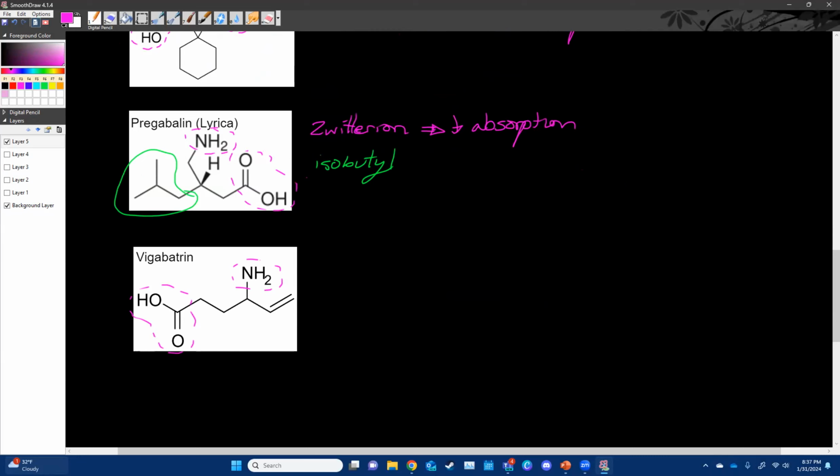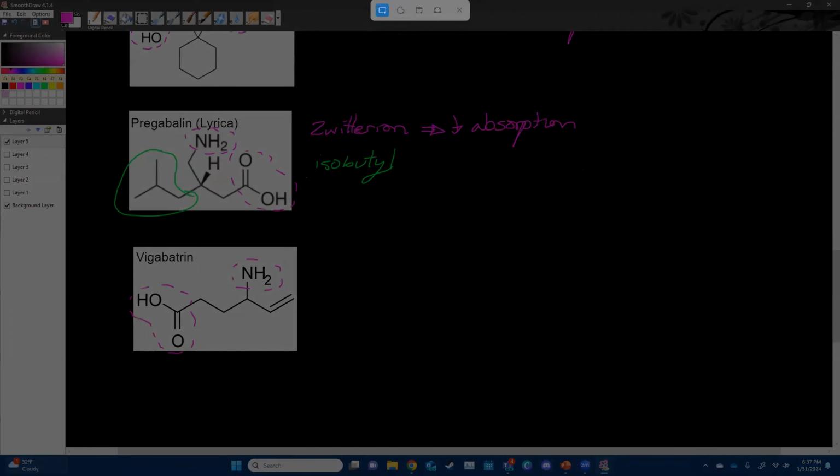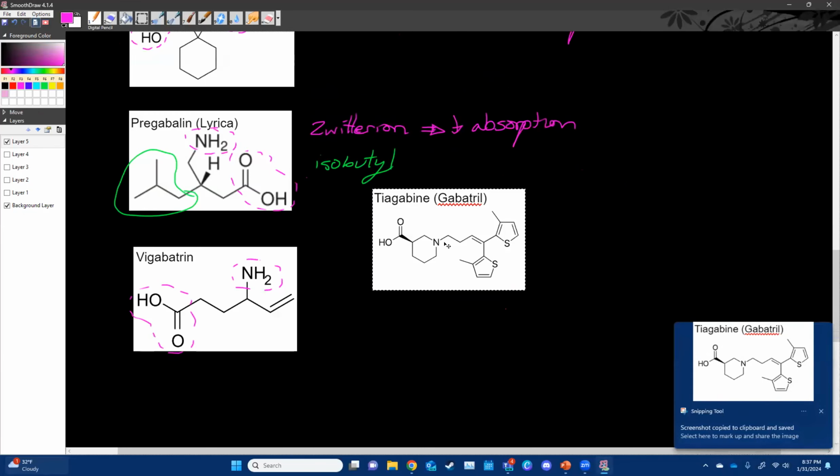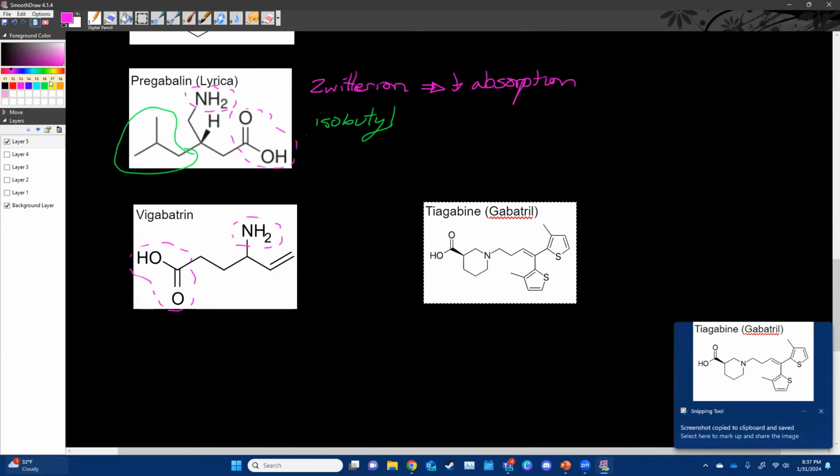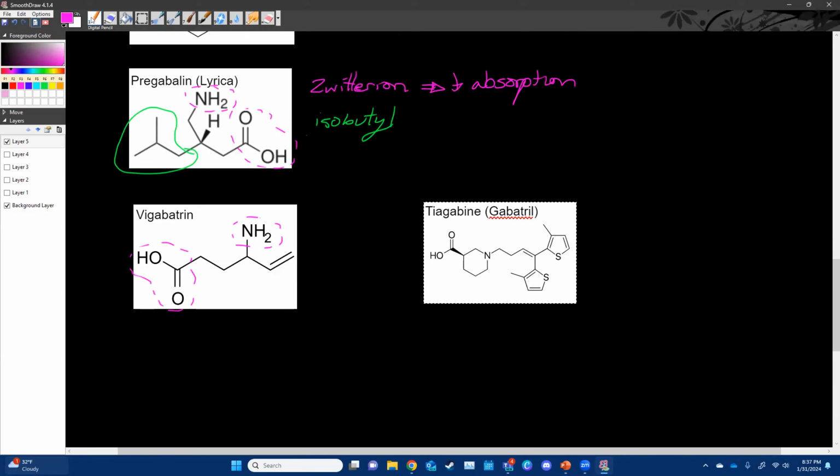And then really the only one that is very different is tiagabine. Tiagabine, again, it has its Zwitter ion component. But what it's doing is that we're adding on this big bulky group. And what we know about things like carbon and double bonds and sulfurs is that this is greatly increasing lipophilicity.